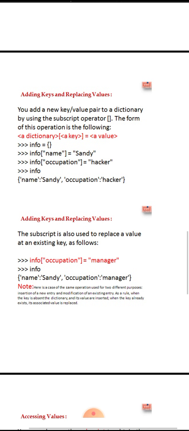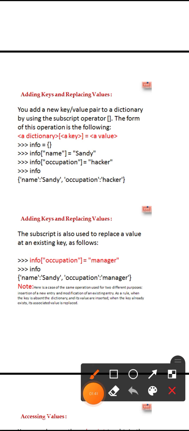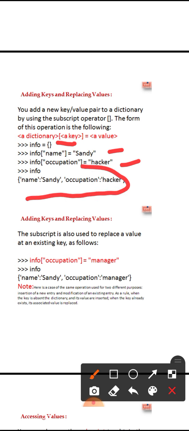The next one is adding keys and replacing values. We can add new key-value pairs to a dictionary by using the subscript operator. The syntax is as follows. Dictionary, and within the subscript we use the key, is equal to value. Here we take info as an empty dictionary. Where we use info name Sandy and occupation hacker. We print info, it will print both the name and occupation because we are accessing values.